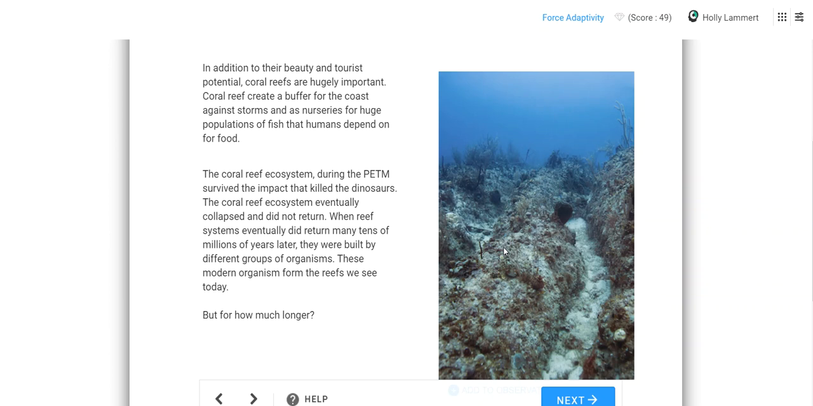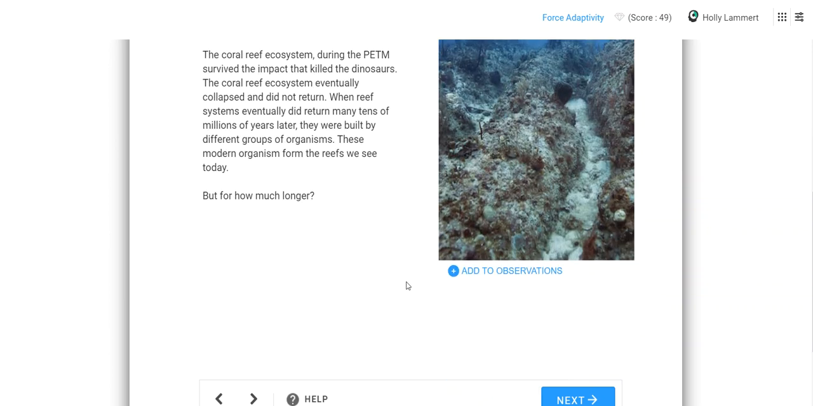In addition to the beauty and tourist potential, coral reefs are hugely important. Coral reefs create a buffer for the coast against storms and serve as nurseries for huge populations of fish that we depend on for food. The coral reef system survived the impact that killed the dinosaurs. The coral reef ecosystem eventually collapsed during the PETM and did not return. When reef systems eventually did return, many tens of millions of years later, they were built by different groups of organisms. These modern organisms form the reefs we see today, but for how much longer?